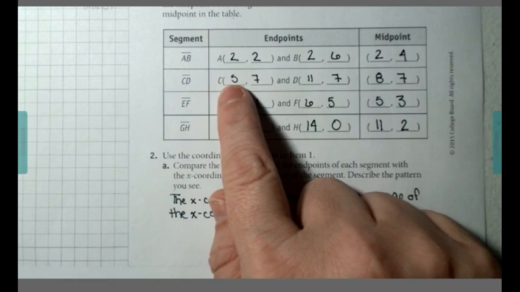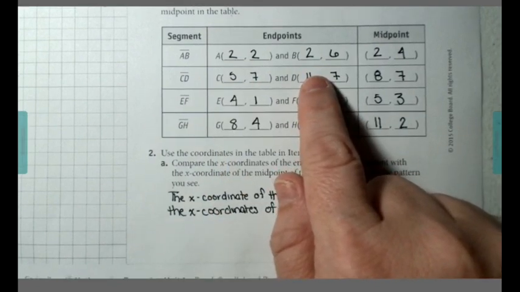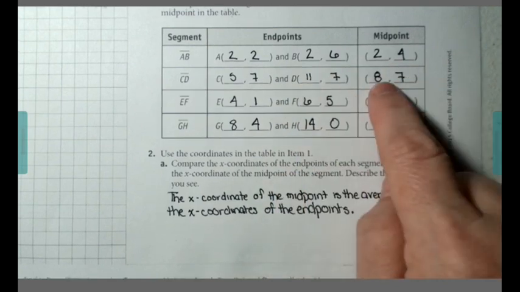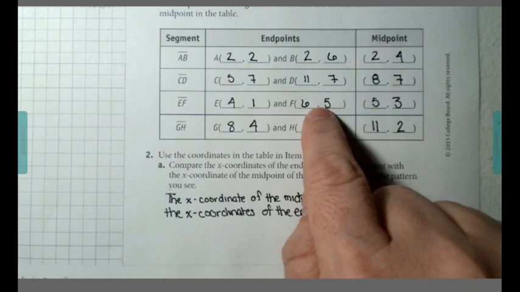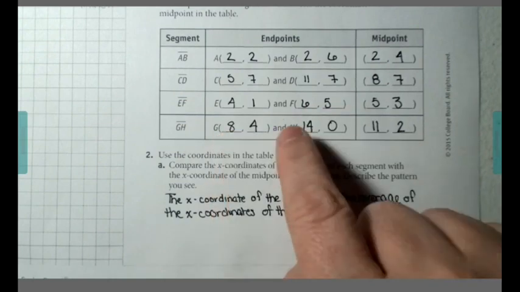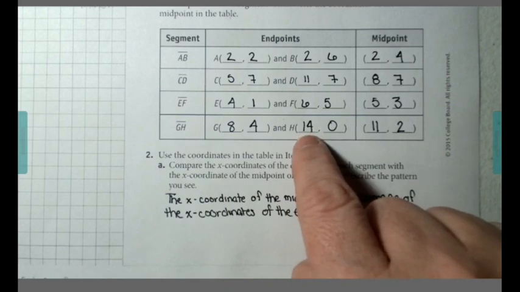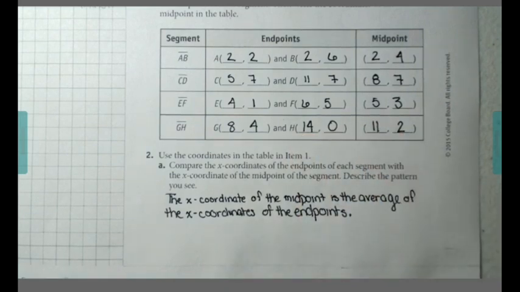What about 5 and 11? Well, 5 plus 11 is 16. Divide that in half, I get 8. 4 and 6 is 10. Half of that is 5. And 8 and 14 is 22. And 22, half of that would be 11.